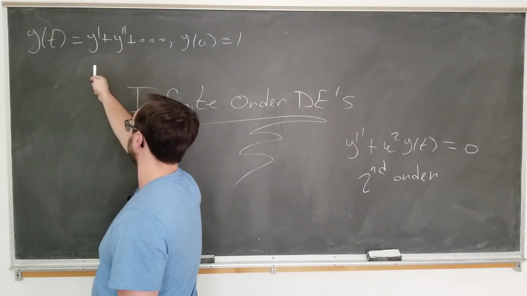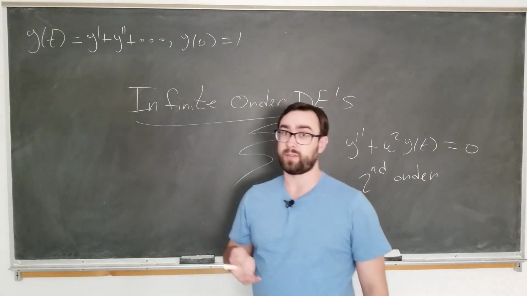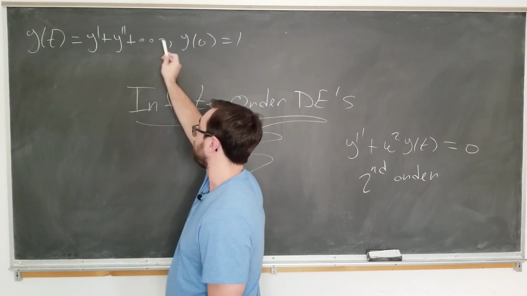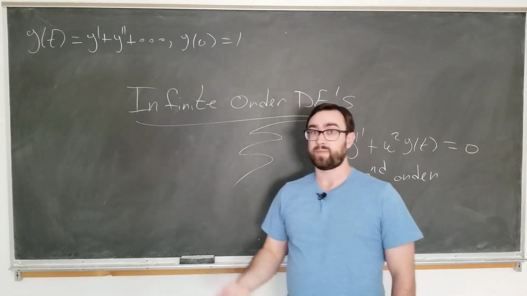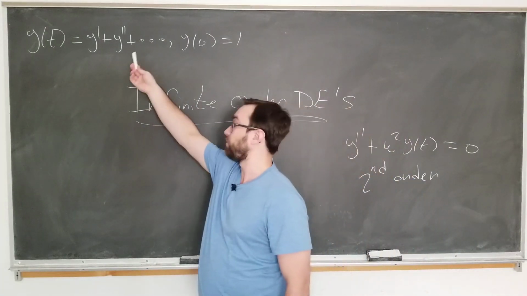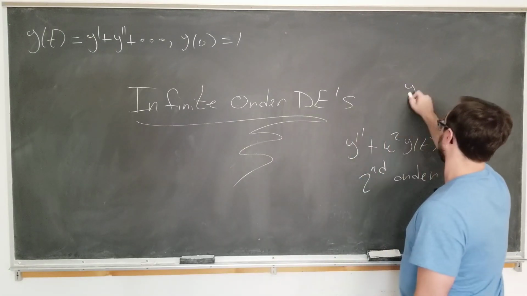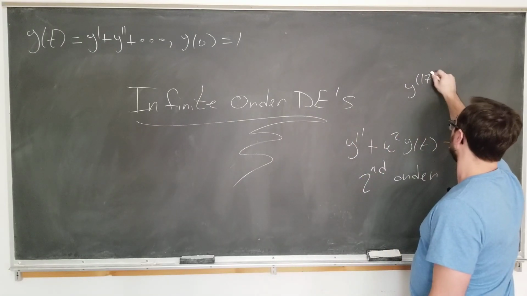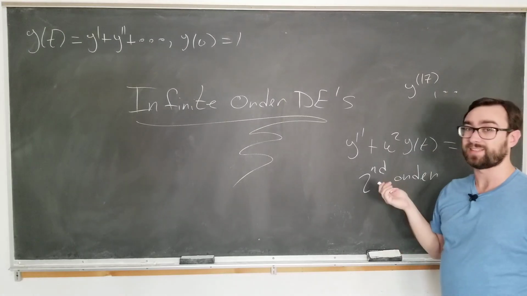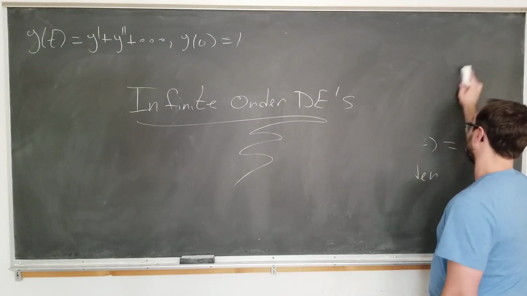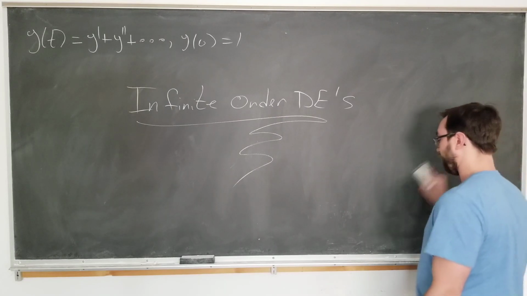This differential equation and a few others like it that we're going to talk about in this video have the ellipsis at the end, so basically it doesn't stop. There's a y triple prime, a y fourth prime, there's y to the 17th prime, etc. It just doesn't end. So we call the order infinite. And we're going to see if we can solve this bad boy today.